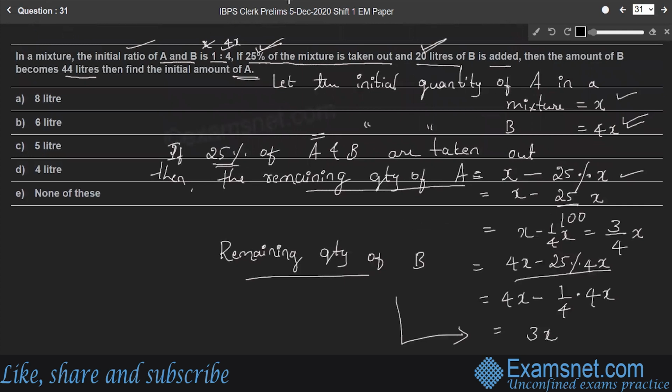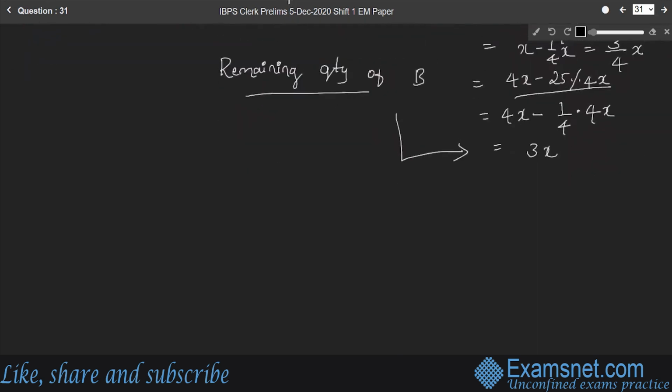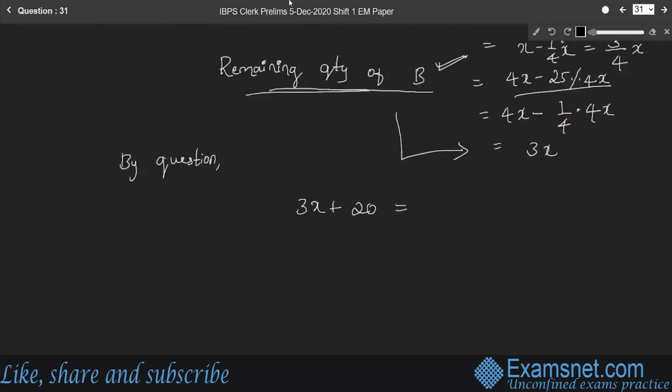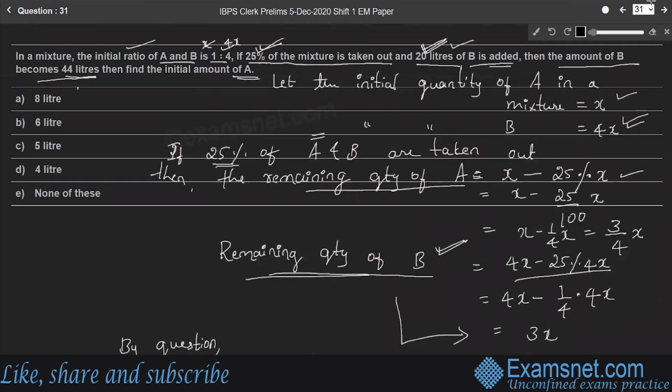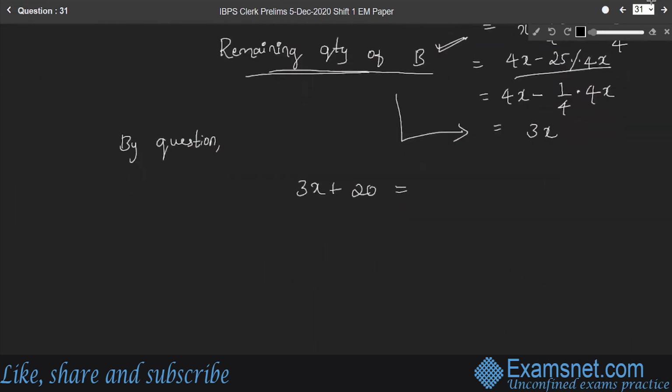So here in the question, 20 liters of B is added, then the amount of B becomes 44 liters. When 20 liters are added to the remaining part of B, so therefore, by the question, if 20 liters are added to the remaining quantity of B, it becomes 3X plus 20 liters is equal to, coming back to the question, the amount of B becomes 44 liters. So 3X plus 20 is equal to 44. Therefore, 3X is 24. X is 8.